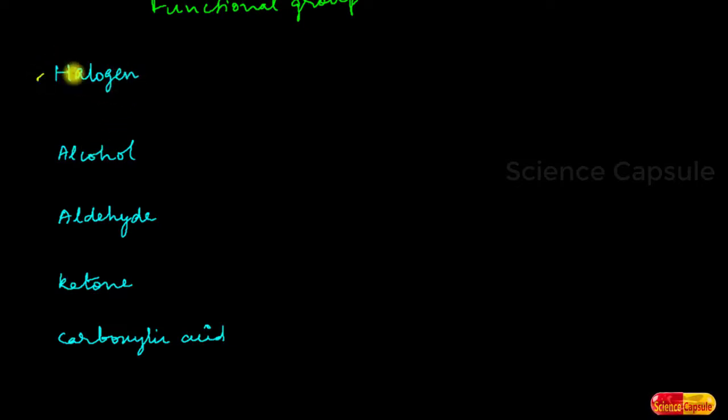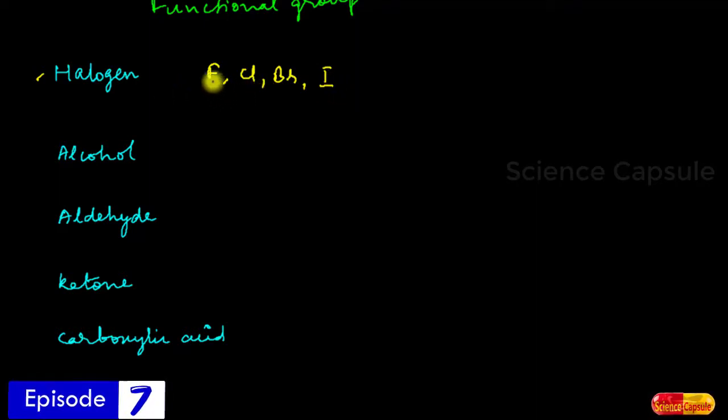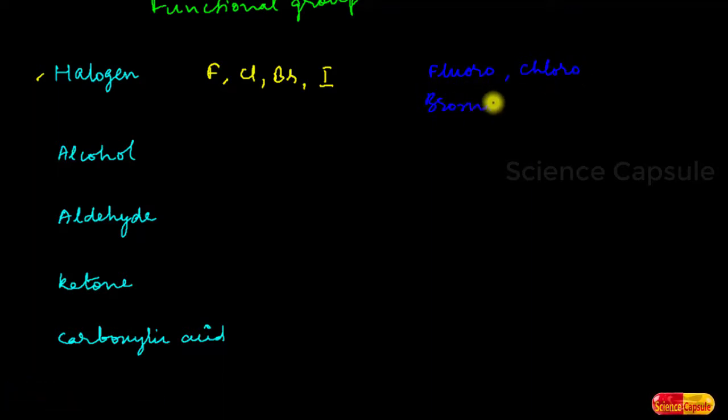The first functional group is halogen. Under halogen: fluorine, chlorine, bromine and iodine. For halogen we will be using prefix, not the suffix. If we use fluorine, then the prefix would be fluoro. For chlorine it would be chloro. For bromine it would be bromo. For iodine it would be iodo. Got it? All these are prefixes. As far as class 10th is concerned, we will be using prefix for halogen. In the higher classes you will use a suffix as well.